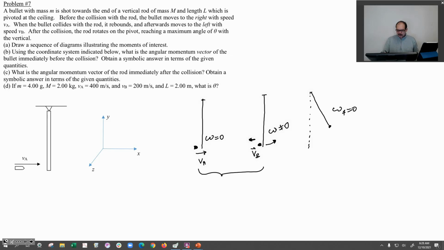For this, we have to use the law of conservation of angular momentum, because that's a collision. And for this part, we have to use the law of conservation of mechanical energy, like for the ball on the string.